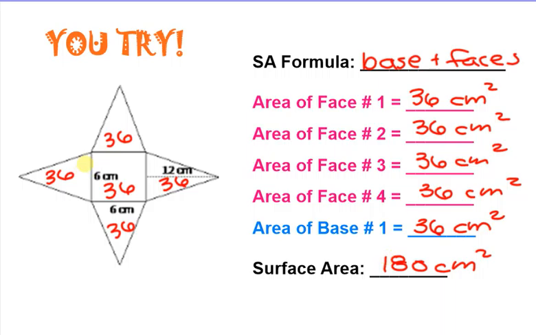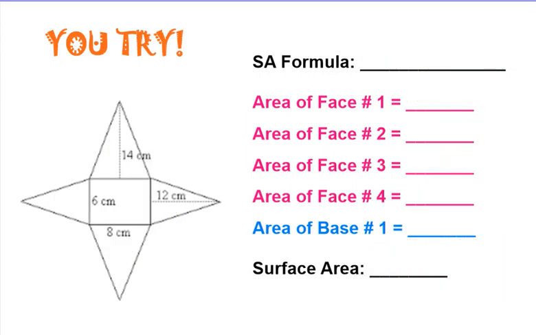So the base here has a height of 6 and also a length of 6. 6 times 6 is 36. Now when we talk about the triangle, it had a slant height of 12 and it had a base of 6. So 6 times 12 is 72, and then when you divide that in half or multiply times 0.5, it'll also give you 36. So all the bases and the faces had the same area, and when you add them all up, you should have gotten 180 centimeters squared.